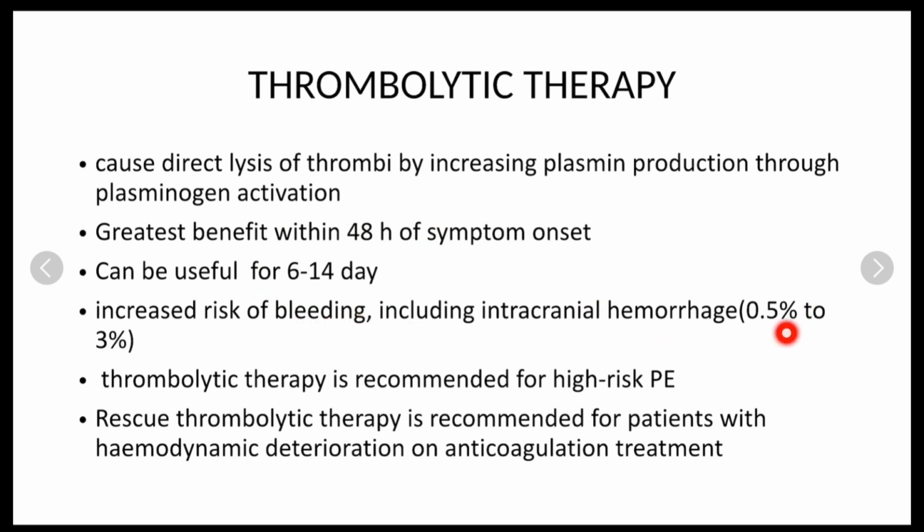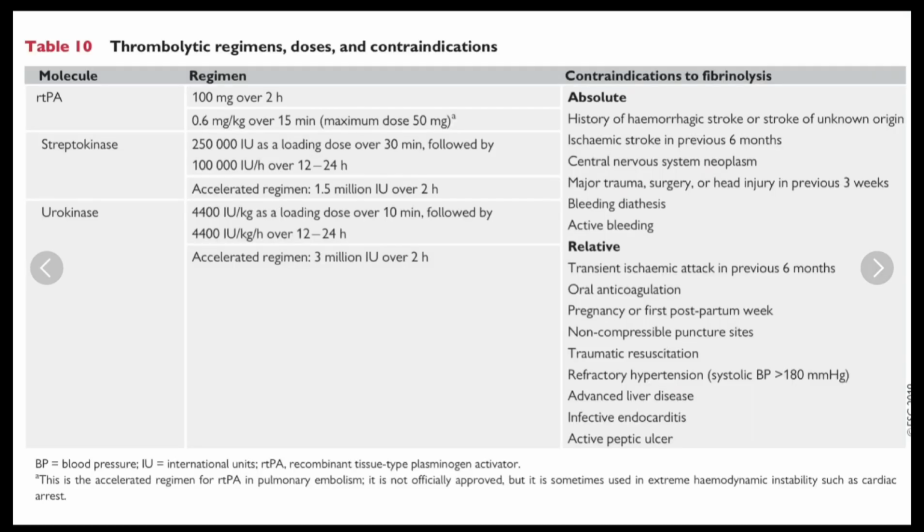Increased risk of bleeding, with intracranial hemorrhage increased from 0.3 to 3% of cases. Thrombolytic therapy is recommended for high risk pulmonary embolism cases, very, very important. So it is recommended in case of high risk pulmonary embolism. Then rescue thrombolytic therapy is recommended for patients with hemodynamic deterioration on anticoagulation treatment. So these are the thrombolytic regimen doses and contraindications.